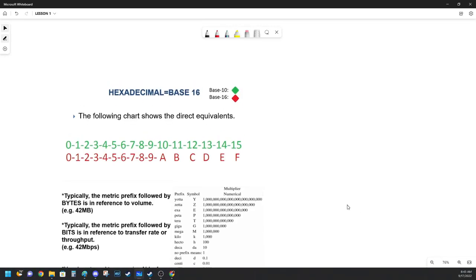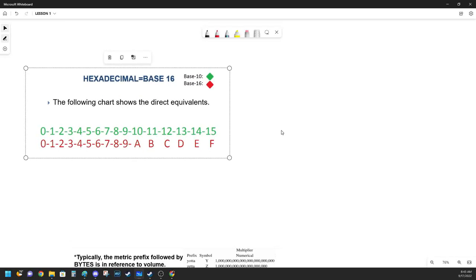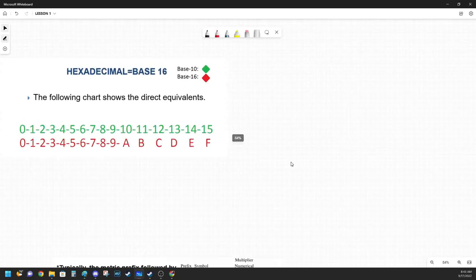So, let's talk a little bit about hexadecimal. Now, before you go into full panic mode, you don't have to convert hexadecimal to binary or base 10 or anything like that. You do need to recognize it. So, hexadecimal is base 16. Now, what do we mean by base 16?